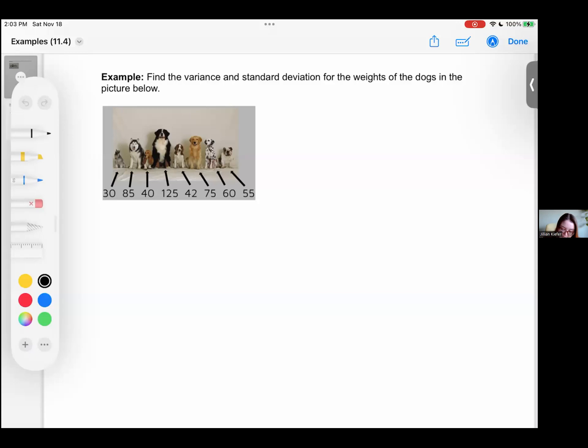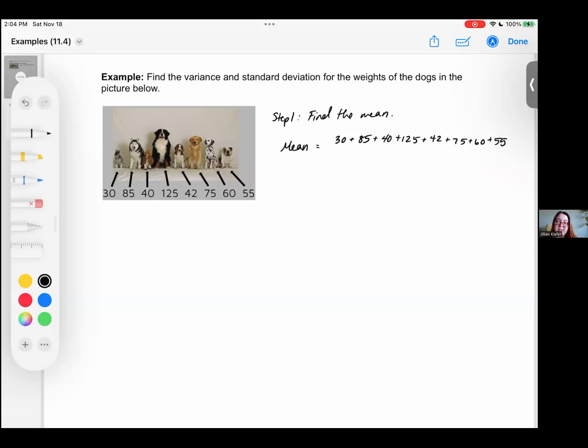So we said our first step, step 1, was to find the mean. To find the mean, we need to add up all of our values and divide by the number of numbers. So we have all of our values there. Let's go ahead and add those. We'll have 30 plus 85 plus 40 plus 125 plus 42 plus 75 plus 60 plus 55.